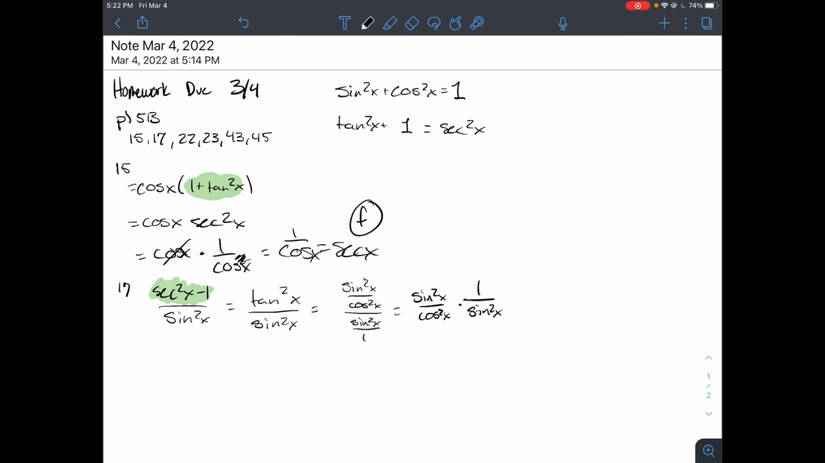So this is what we're looking at. We're just going to be canceling out these sines, and we'll get secant squared of x, which I believe was an answer. So this one is E.